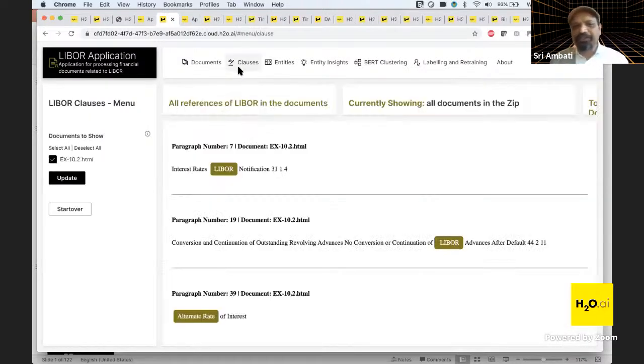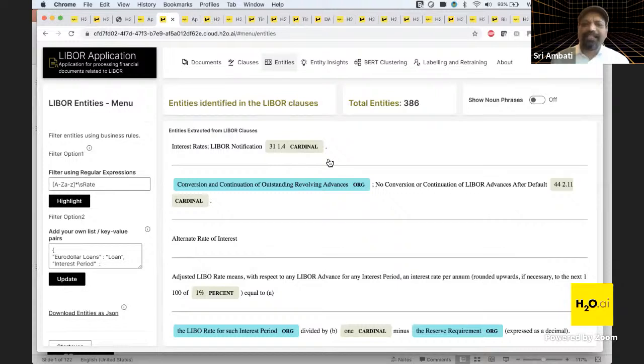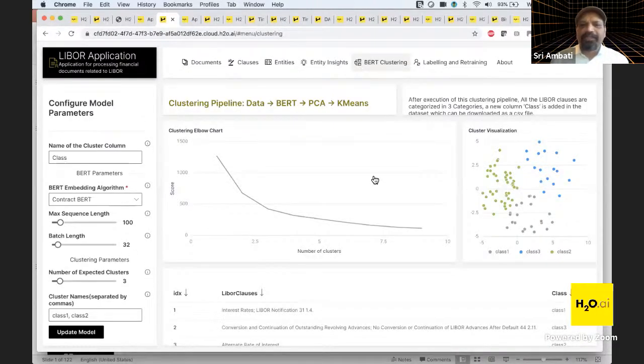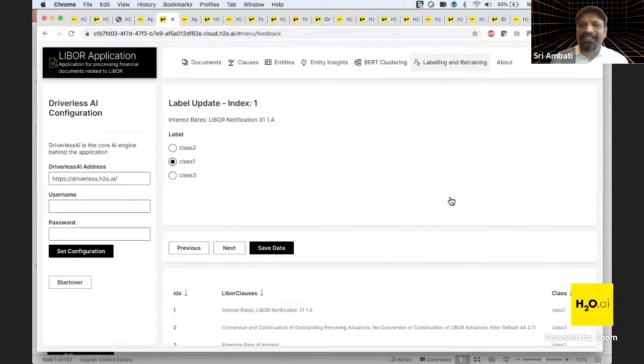LIBOR, as many of you know, is going away. So one of our customers, a leading investment bank in the world, ended up collaborating with us to figure out how many real entities are there in the document and picking out essentially what is the work needed to go and replace these pieces and entities in the documents with the right kind of alternatives.